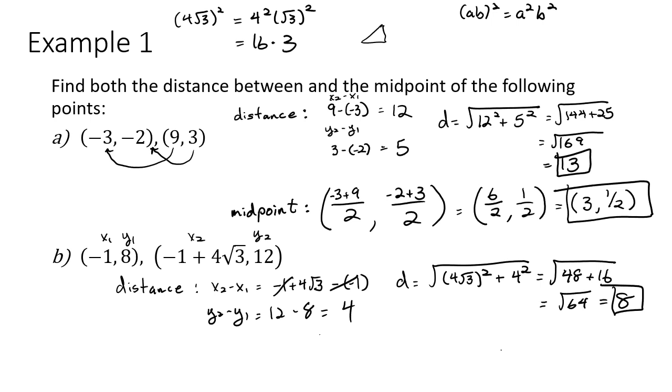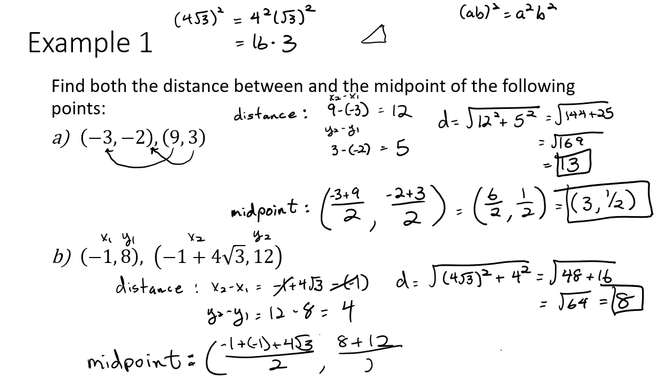Right? We also still need to do the midpoint. This one is not going to work out as nicely. But that's fine. The final answer does not have to be pretty. So I'm going to add the x's up. x1 plus x2 divided by 2. So we've got -1 plus -1 plus 4 square roots of 3. And same for the y's. y1, 8, plus y2, 12, divided by 2.